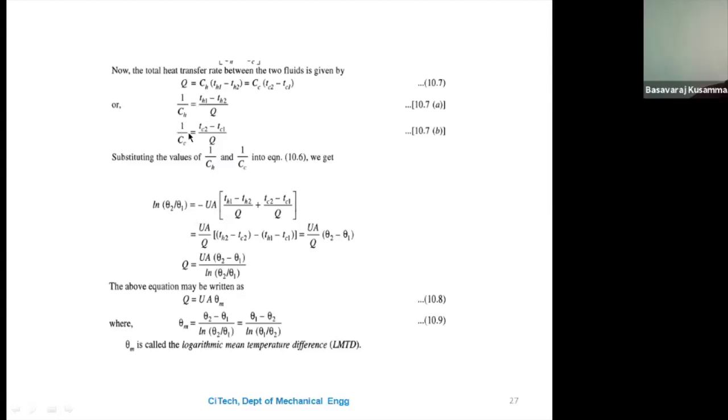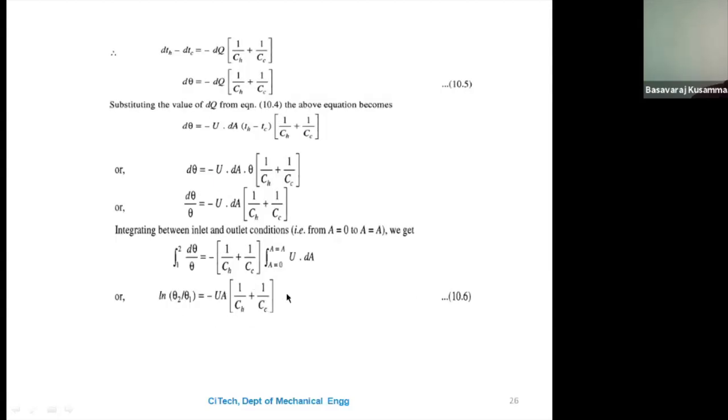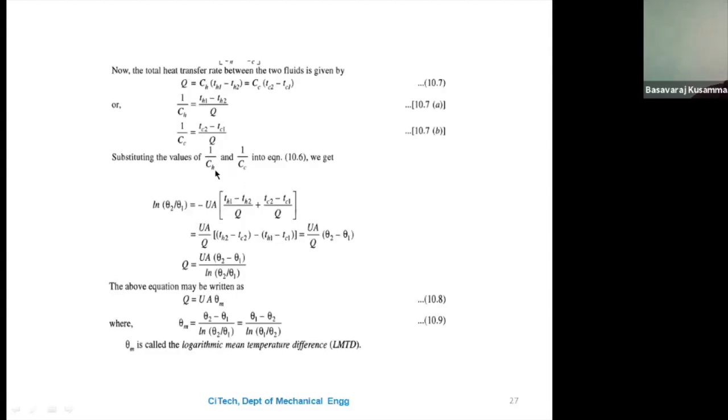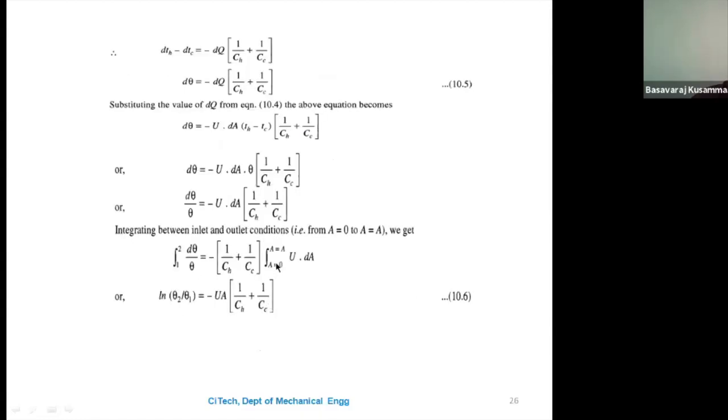The 1 upon CH value and 1 upon CC value you have to substitute in this equation. What will you get here? ln of theta 2 divided by theta 1 is equal to minus UA into, the 1 upon CH value, TH1 minus TH2 divided by Q, plus the 1 upon CC value, TC2 minus TC1 divided by Q.